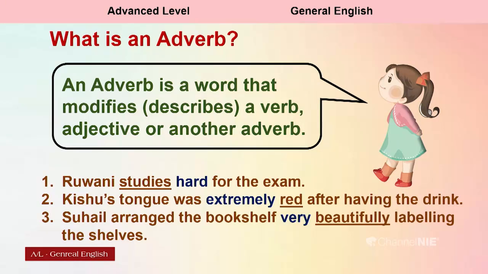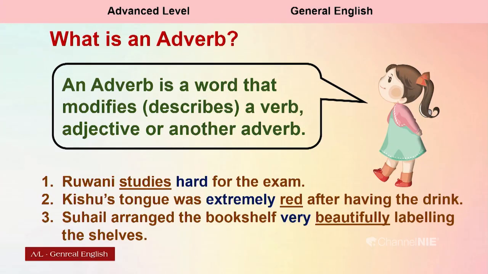So, the verb is studies and the adverb hard explains the manner she studies, right. So, Ruvani studies hard for the exam. Next one, Kishu's tongue was extremely red after having the drink. Can you remember the definition here? An adverb can modify a verb or else an adjective. Now, what is the adjective there? Color red. So, how far or to what extent was it red? Extremely red. So, the adjective red is qualified or described or modified by the adverb extremely, right.